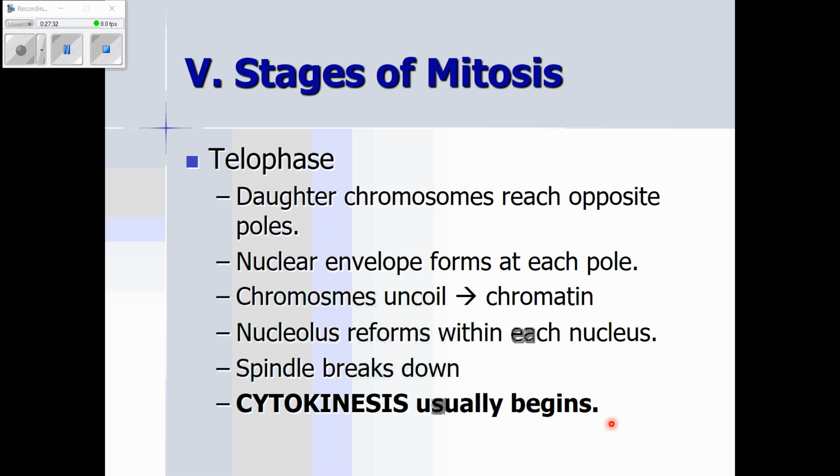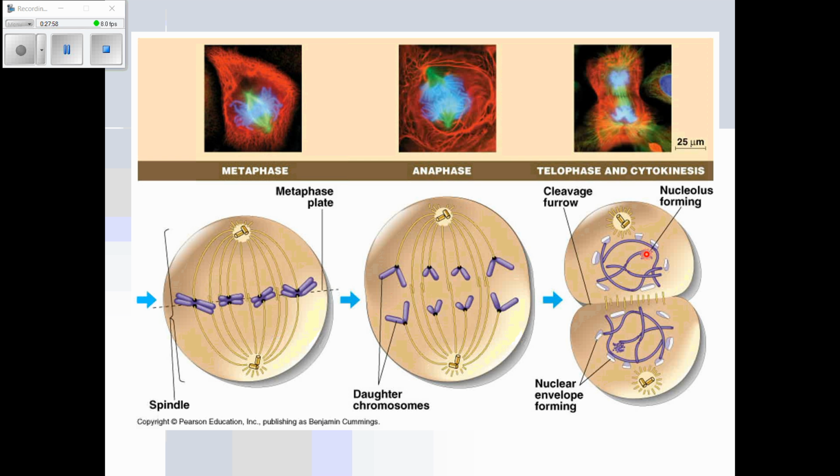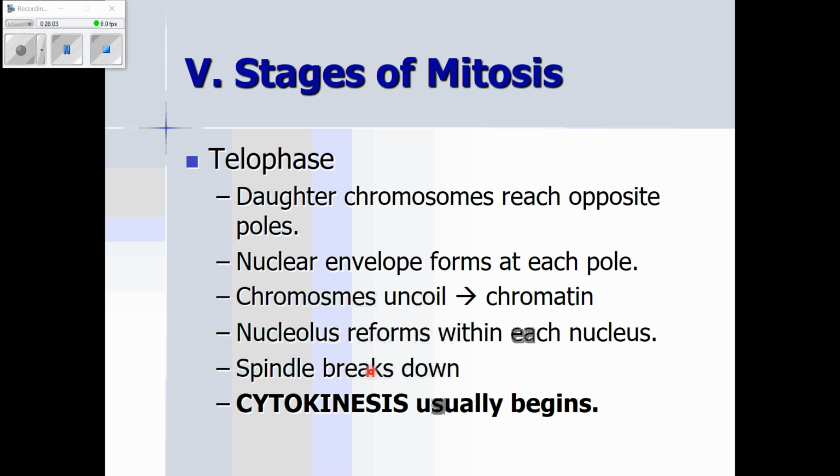So let's just list the telophase events. Daughter chromosomes reach opposite poles. A nuclear envelope forms at each pole. Each end of the cell is going to have its own nucleus now. Chromosomes uncoil back into chromatin. The nucleolus reforms within each nucleus. So remember, we're going to have a nucleolus at this end and a nucleolus at this end. Spindle fibers break down. And notice how I worded this.